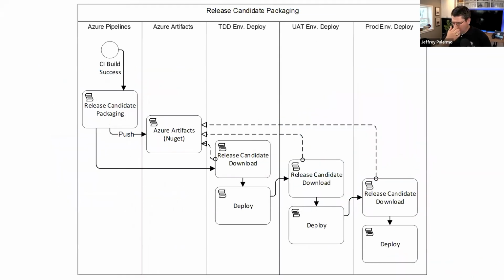Okay, so with this process, there is one mistake that we still see people in 2022 making when it comes to implementing deployment automation. And the mistake that we see some people still doing is building from source code to production, or going back to source code to build to the TDD environment, or build in order to deploy to the UAT environment.